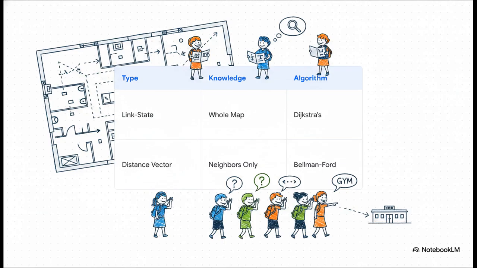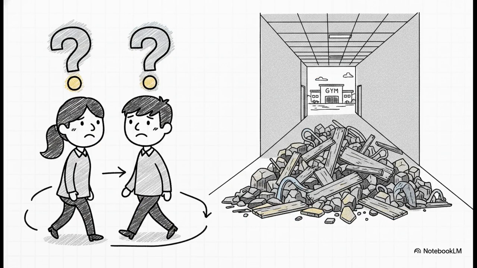The second way is distance vector. Now here, kids don't have a map at all. They use an equation called Bellman-Ford, which honestly is really just a giant game of telephone. They're just asking the kid next to them, hey, how many steps to the gym? But you gotta watch out for distance vector, because it has this hilarious flaw. Well, maybe not hilarious if you're the router, called the count to infinity problem.